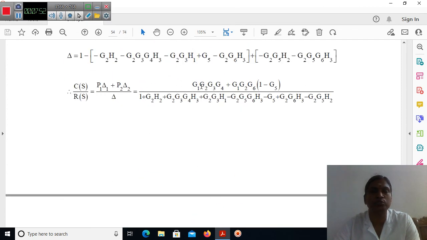So we can substitute all those values: G1 G2 G3 G4 plus G1 G2 G6 into 1 minus G5, the whole divided by 1 plus G2 H2 plus G2 G3 G4 H3 plus G2 G3 H1 minus G2 G5 G6 H3 minus G5 G2 G6 H3 minus G2 G5 H2. It means that the delta value we calculated previously can be substituted directly.